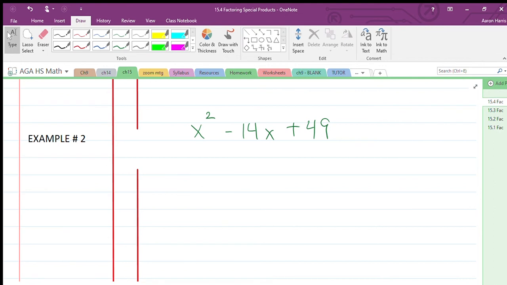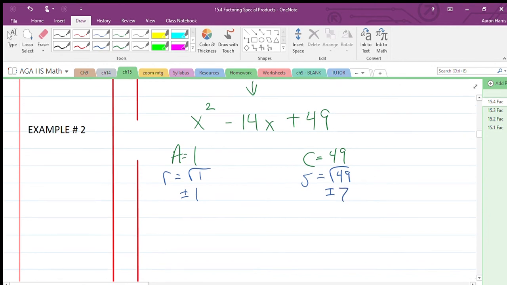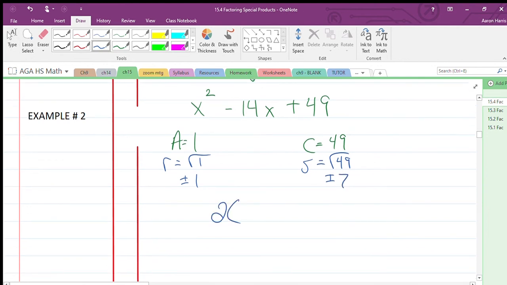Okay, example number 2. Well, what if B was negative? Well, let's look at it. A is 1. C is equal to what? 49. Are they perfect squares? Yes. Since they are perfect squares, R is equal to the square root of 1. S is equal to what? The square root of 49. So that's a plus or minus 1. This is a plus or minus what? 7. So here we go. 2 times what? A positive 1. That works. And you usually want to keep the A positive, okay?